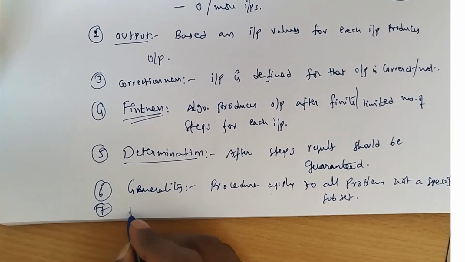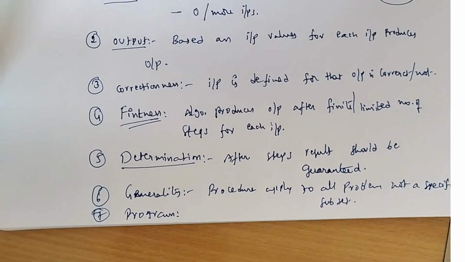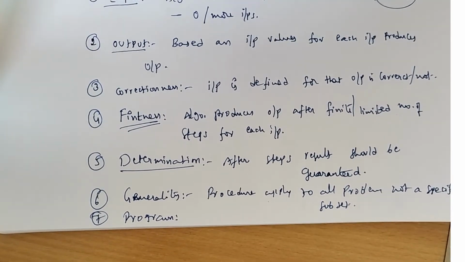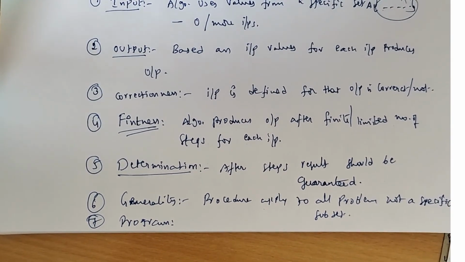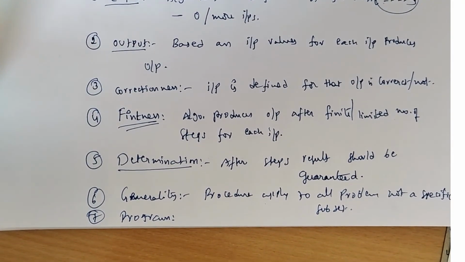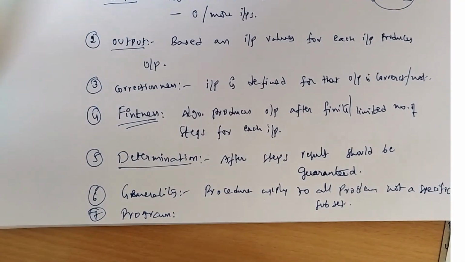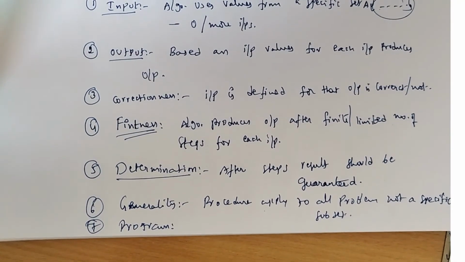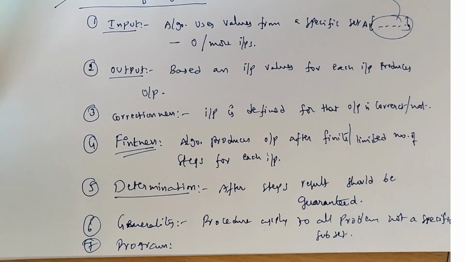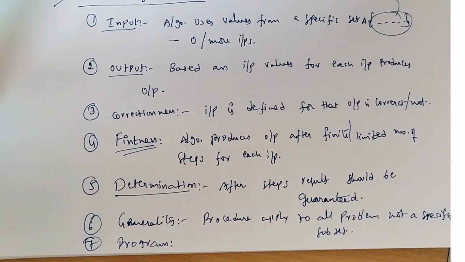The last one is program. What is the meaning of program? A program is the implementation of the algorithm using any programming language like C, C++, Java, etc. These are all the properties of the algorithm. What are the properties we have? Input property, output property, correctness, finiteness, determination, generality, program. These are all the properties of the algorithm.